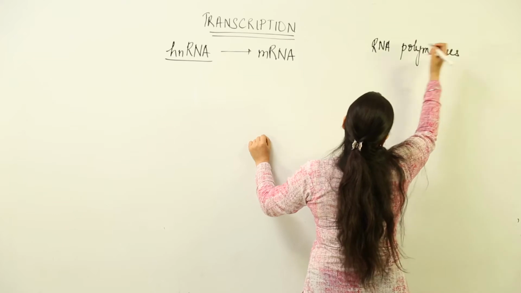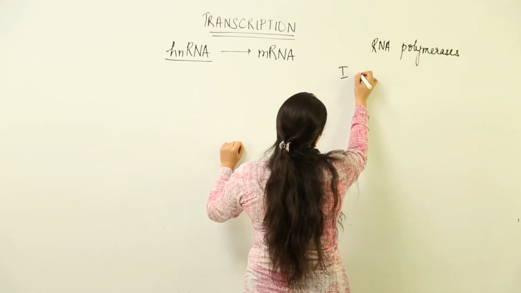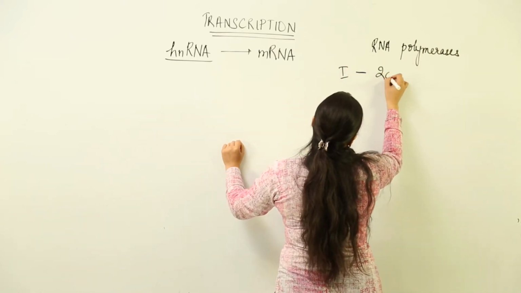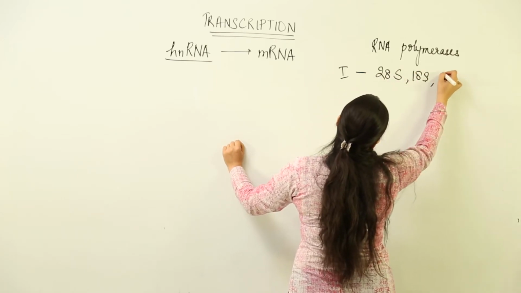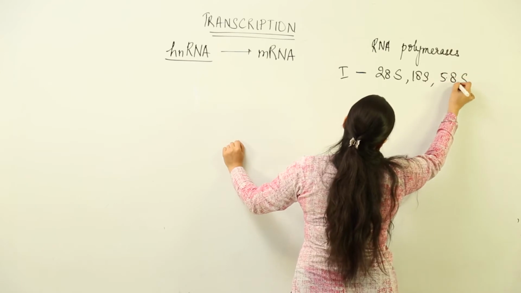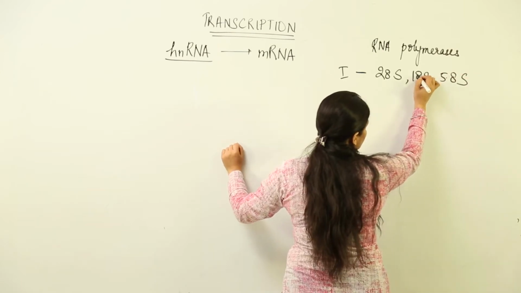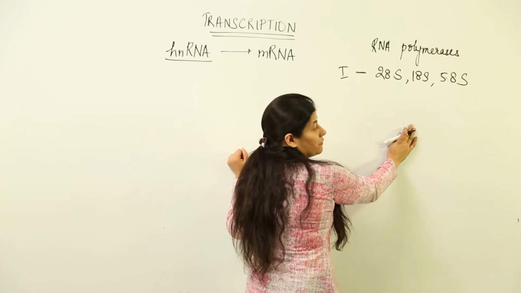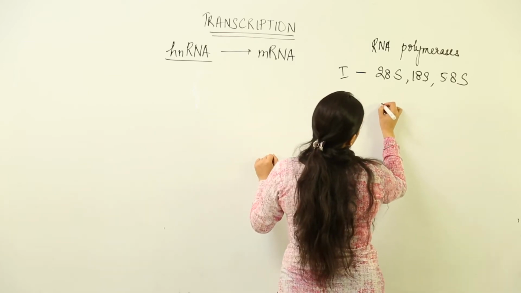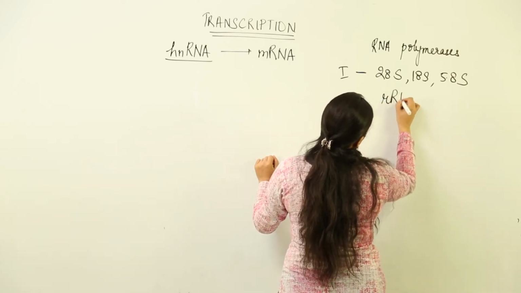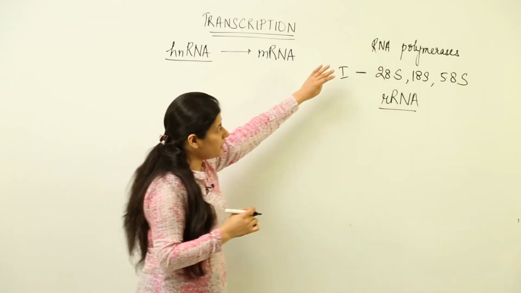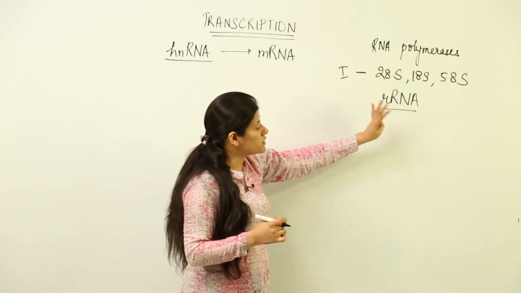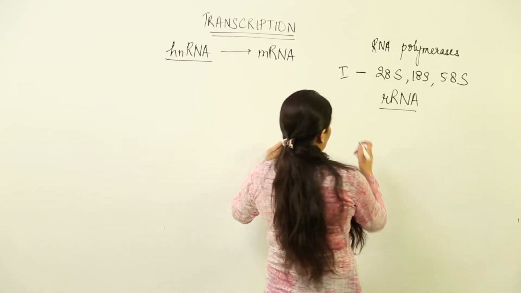RNA polymerase 1 is responsible for synthesis of 28S, 18S and 5.8S. Now, can you make out what it would be? Because S is there, sedimentation coefficient is there. This is ribosomal RNA. So, RNA polymerase 1 in eukaryotes is responsible for formation of ribosomal RNA.